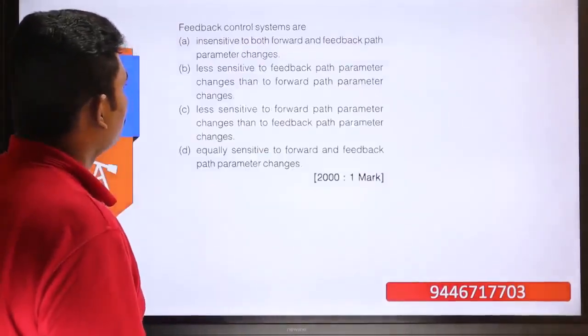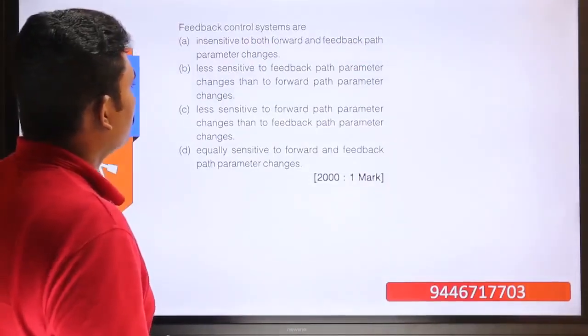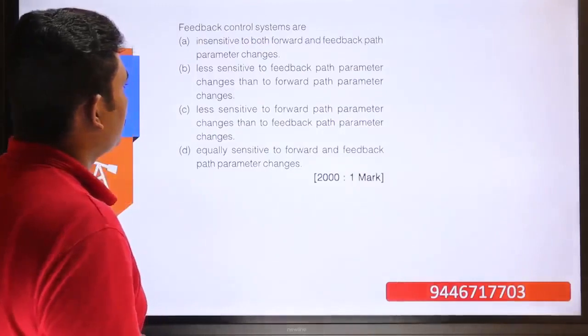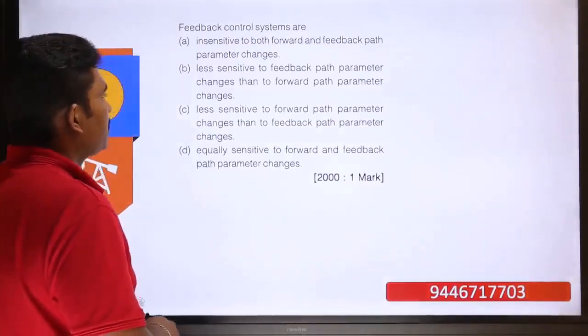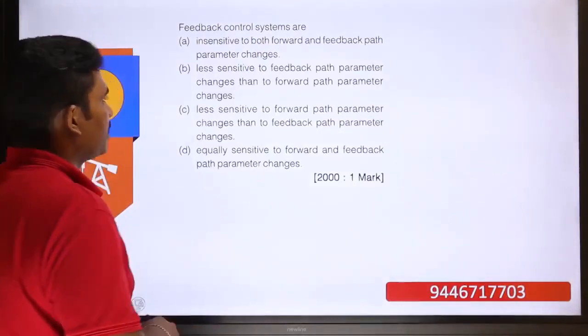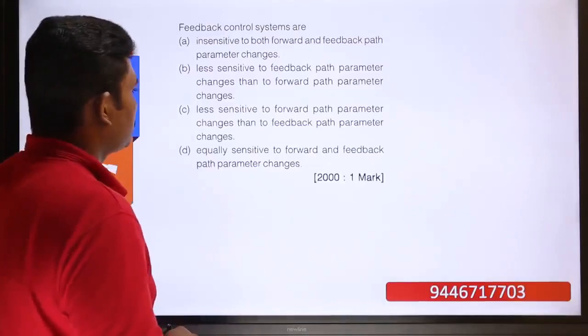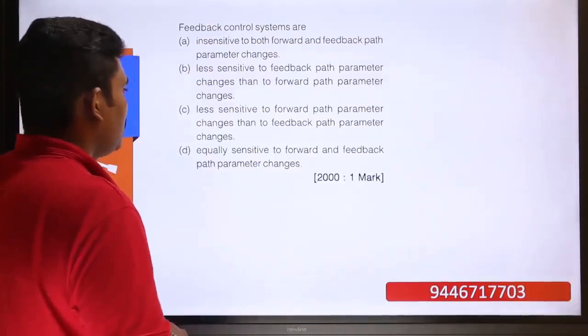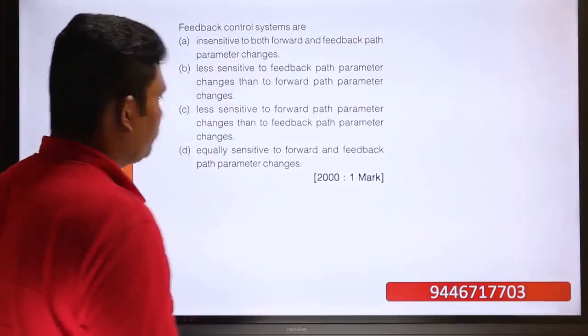Moving into question number 2. Feedback control systems are insensitive to both forward and feedback parameter changes. Less sensitive to feedback parameter changes than to forward path parameter changes. Less sensitive to forward path parameter changes than to feedback parameter changes. Equally sensitive to forward and feedback path parameter changes.